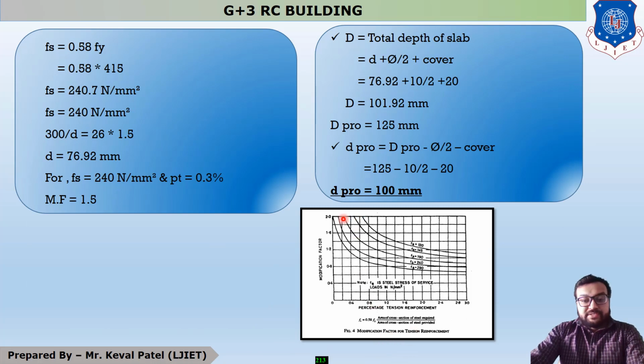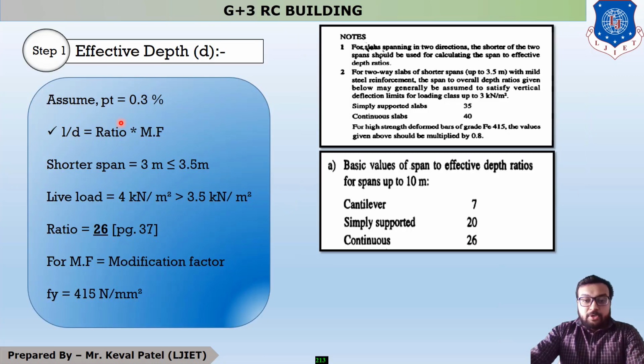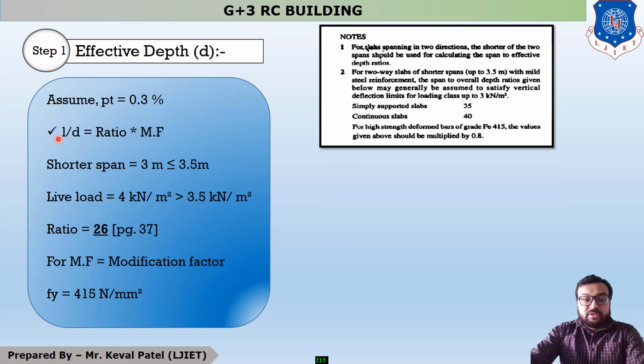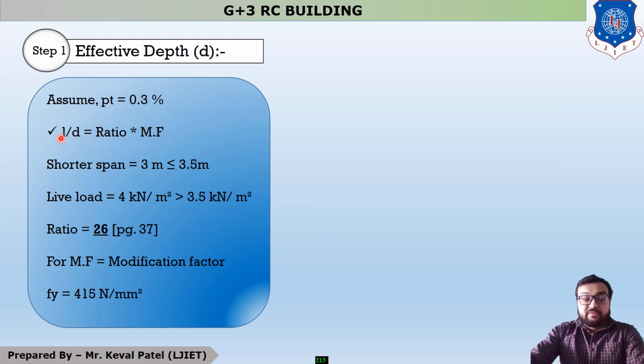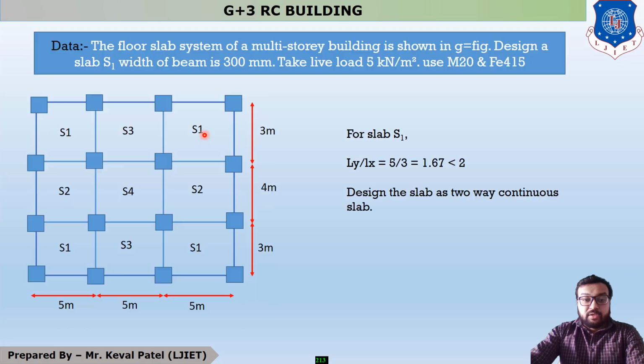Now, what is Fs? Fs remains the same because you have to use the same reinforcement, which is Fe415. So your value of Fs is equal to 240 Newton per mm square. Now, your equation is L by D is equal to ratio into modification factor. So students, your value of L, because in the question your L is equal to shorter span, so your value of shorter span is 3 meter.